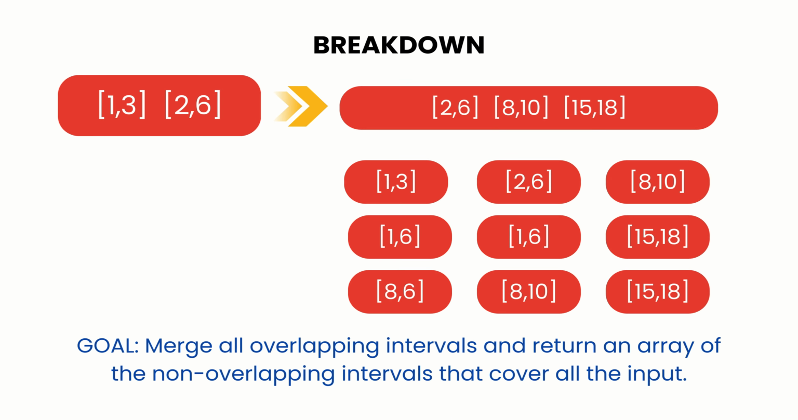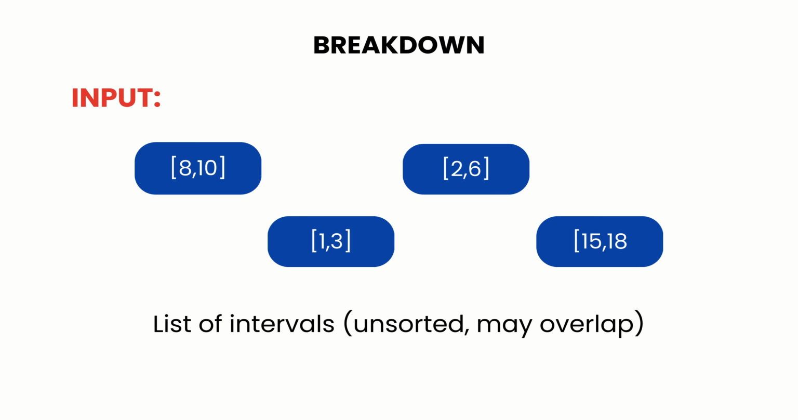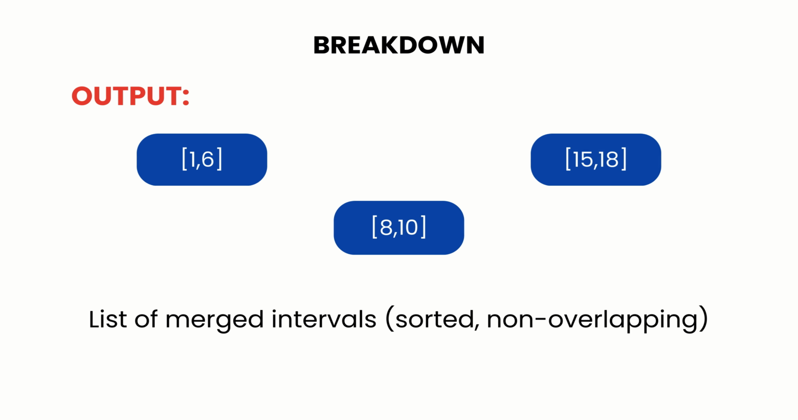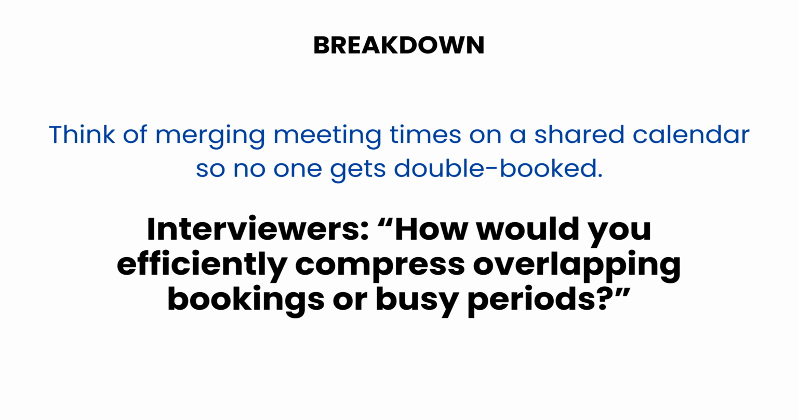Given an array of intervals where each interval is [start, end], merge all overlapping intervals and return an array of the non-overlapping intervals that cover all the input. Input: a list of intervals, unsorted, may overlap. Output: a list of merged intervals, sorted, non-overlapping. Think of merging meeting times on a shared calendar so no one gets double booked. Interviewers might ask, how would you efficiently compress overlapping bookings or busy periods?